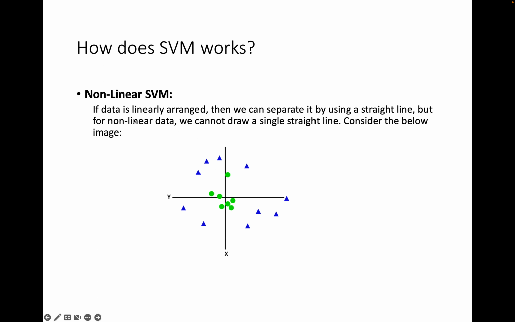ये this is non-linear वाला. How does non-linear SVM work? ठीक है, if data is linearly arranged, then we can separate it by using a straight line. But for non-linear data we cannot draw a straight line. Consider the below example. Below image देखो, ग्रीन सर्कल्स बीच में है, ब्लू ट्राइंगल साइड में, चारों तरफ है. तो अभी एक लाइन बना के डिवाइड नहीं कर सकता.